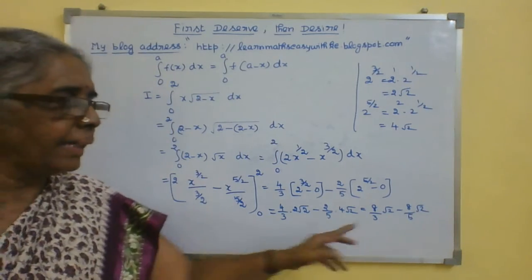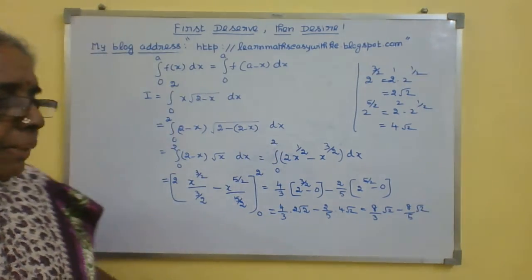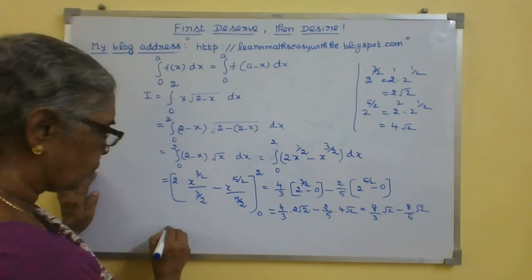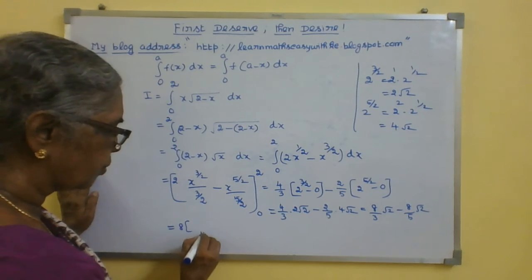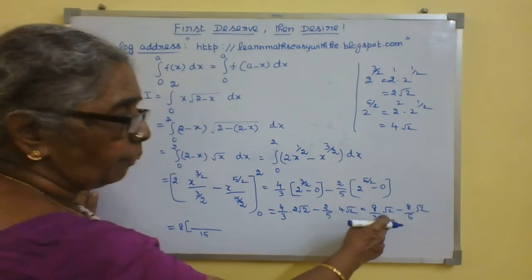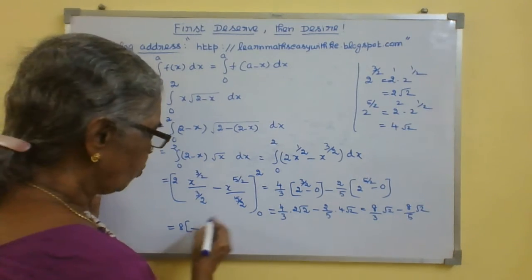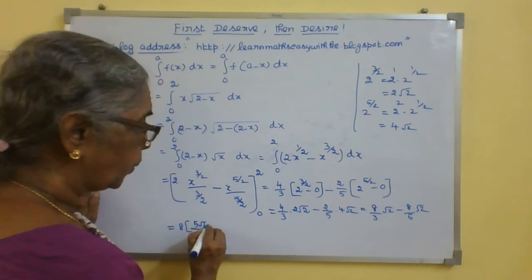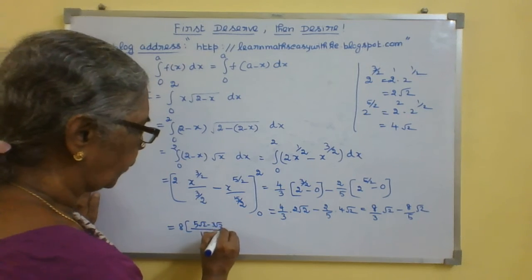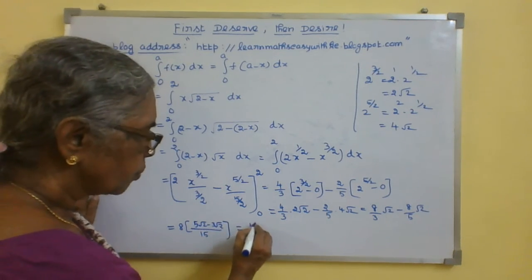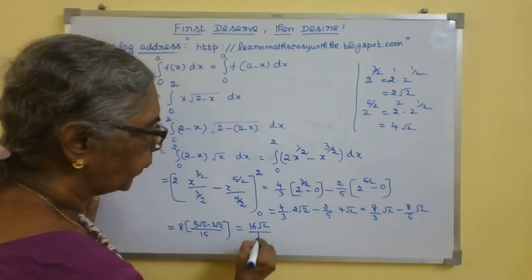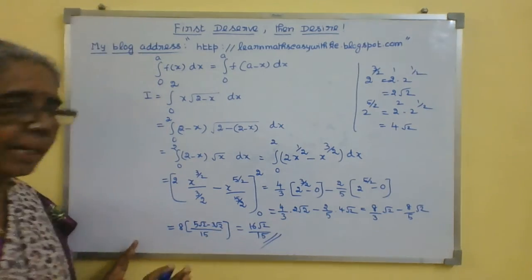Now we can combine actually. Now the LCM is 15. That 8 I can take outside. I will take the 8 outside. I will get a 15 here, 3 into 5. So I will be getting here 5 root 2 minus 3 root 2, which is 2 root 2. So 16 root 2 by 15 is my answer.